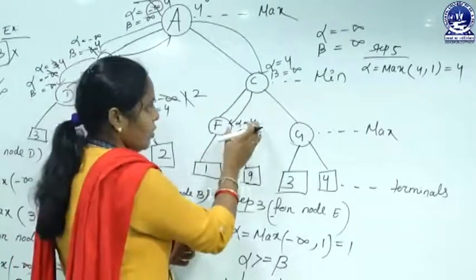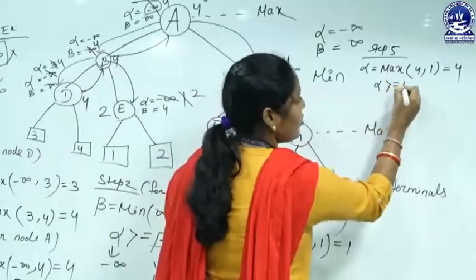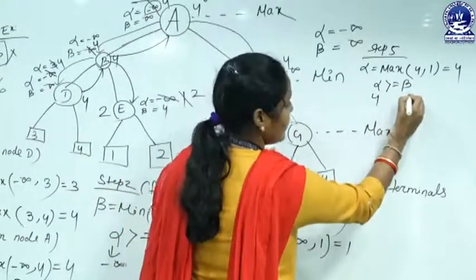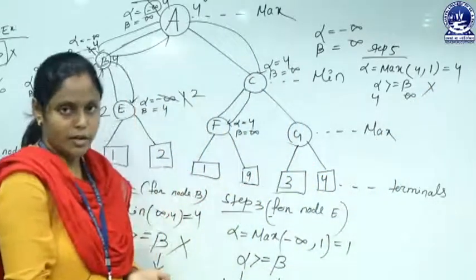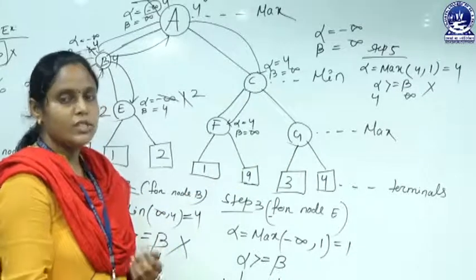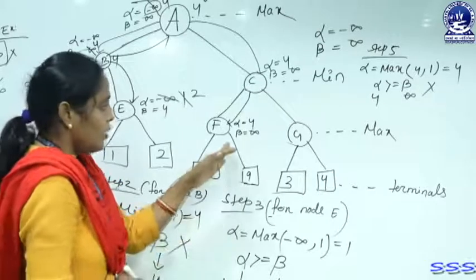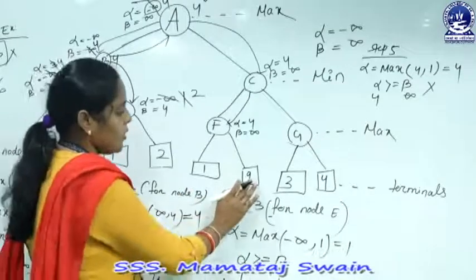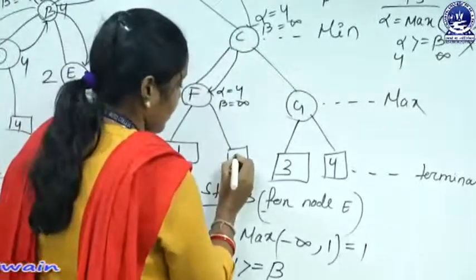Now we check the condition. The condition is that alpha greater than equal to beta. Now here the alpha value is 4 and beta value is infinity. That means this condition does not satisfy. If this condition does not satisfy, then we check the next terminal. Here the next terminal contains 9. Suppose I am taking this value as 3.